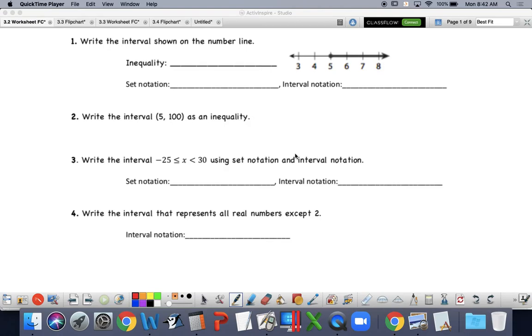Okay, so looking at this worksheet, I want to make sure we go over one from each kind of section. So questions 1 through 4, which one do you have a question on? All of them, I know, because yours is blank right now, but let's pick one to look at. Number 4? Okay, so number 4, write the interval that represents all real numbers except 2.